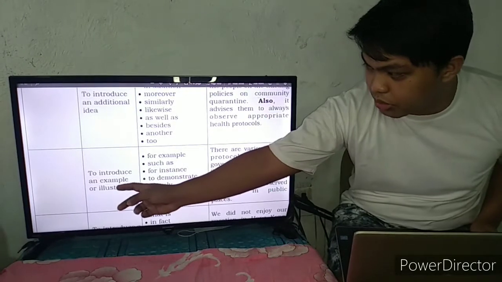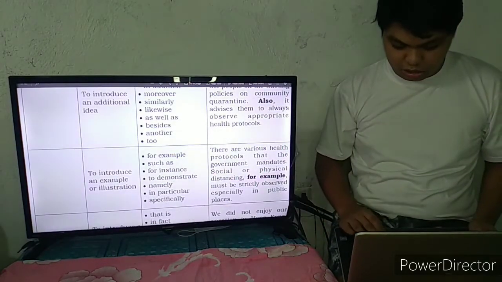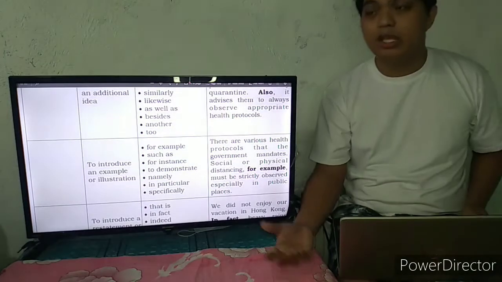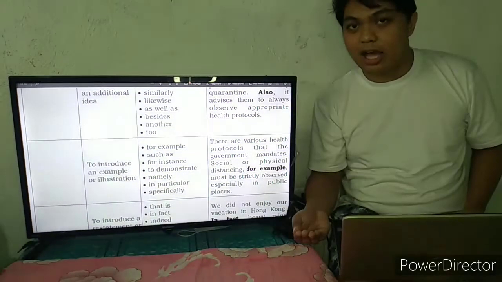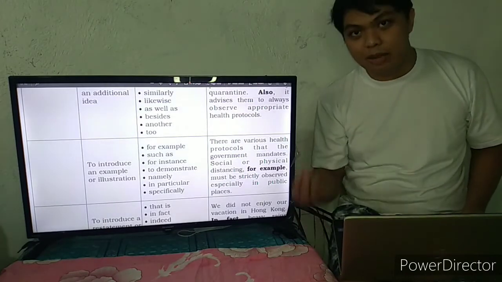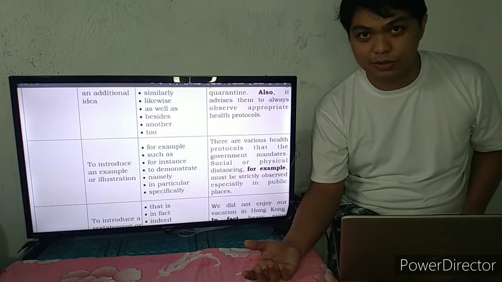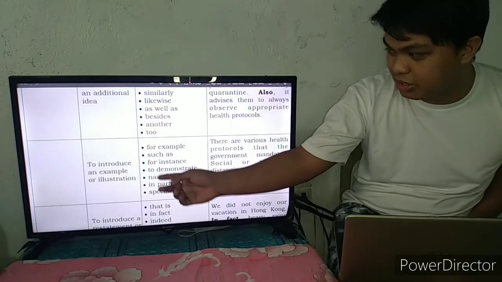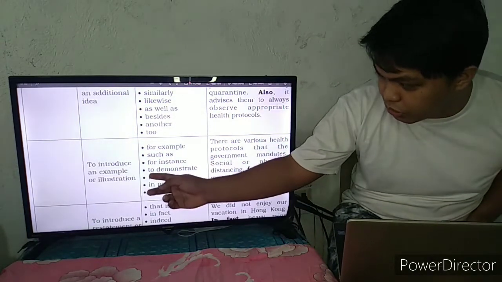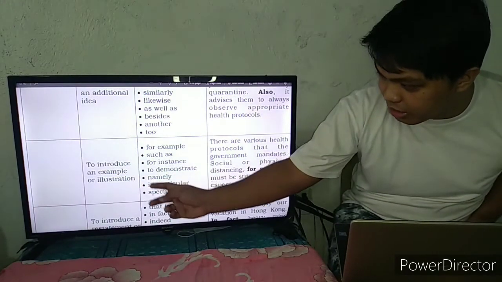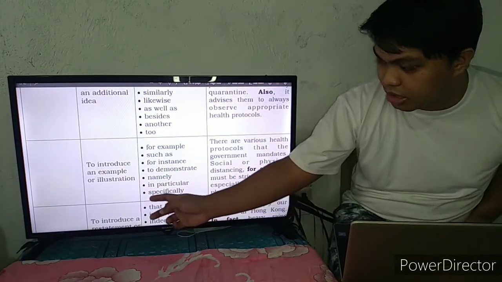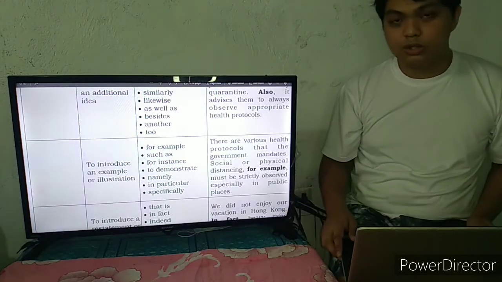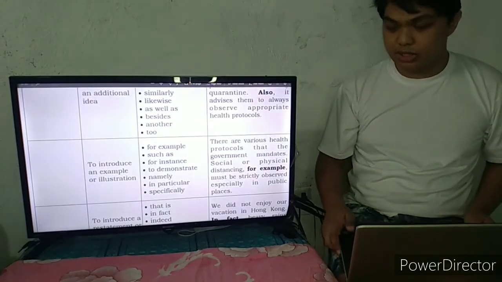To introduce an example or illustration. Okay, kung kanina nakapag-introduce tayo ng additional idea, dito naman, may idea tayo and at the same time, may example tayo nung idea na yun. So, bibigyan mo ng example. For example, such as, for instance, to demonstrate, namely, in particular, specifically. So, these are the words used for introducing an example or illustration.